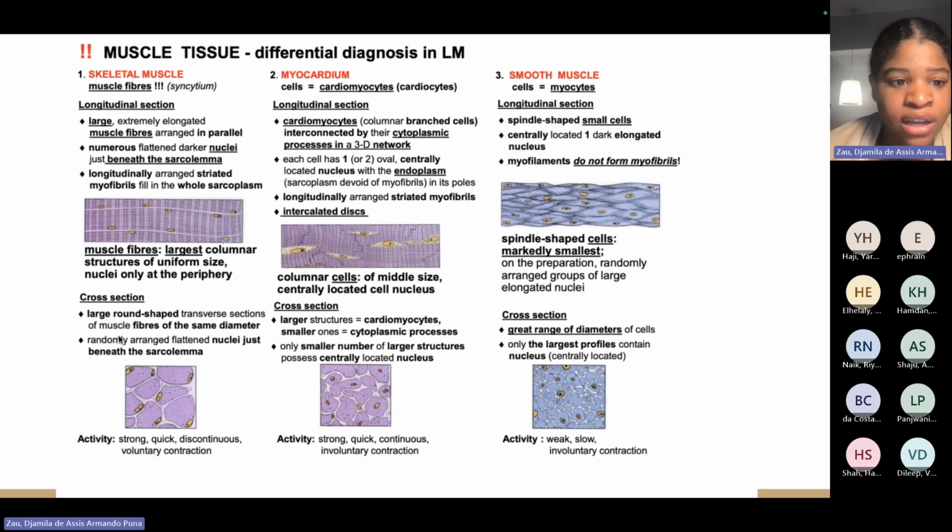And then in cross-section, skeletal muscle shows large round fibers of the same diameter. For myocardium, the larger structures are cardiomyocytes and the smaller ones are cytoplasmic processes, and only a small number of the larger structures will have a centrally located nucleus. For smooth muscle in cross-section, there is a great range of diameters. You see cells of all different sizes, and only the largest profiles will have a nucleus. I really recommend that you study this last image really well. It's going to help you a lot.